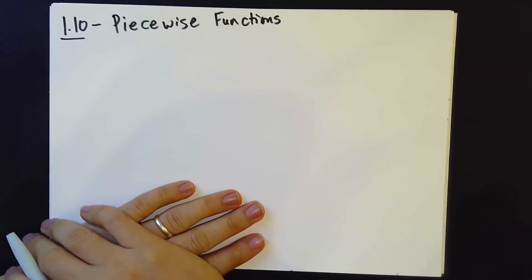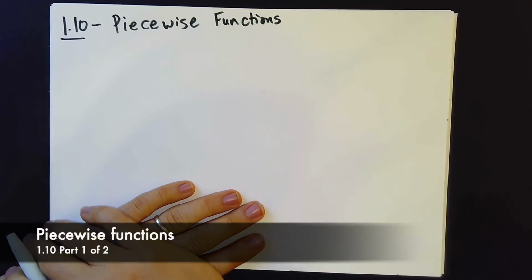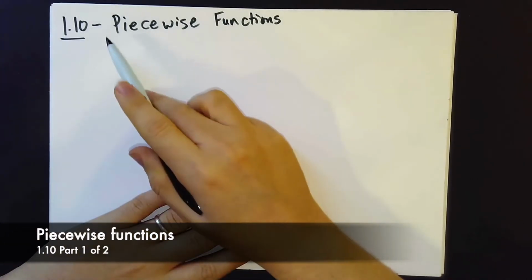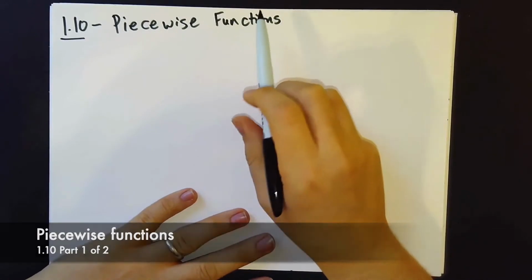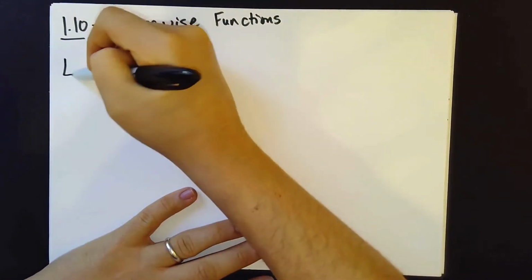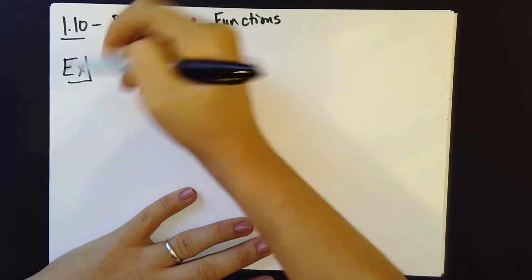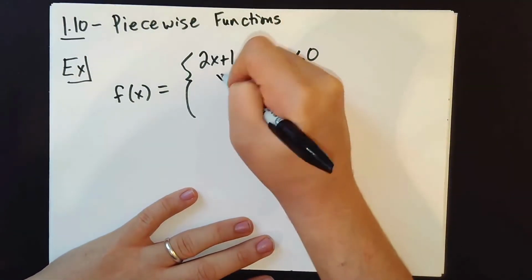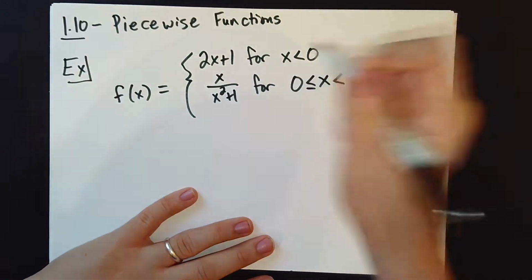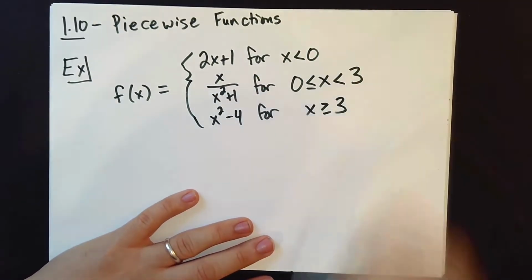Welcome back, class. Today we're going to finish Chapter 1 by talking about this particular way to define functions that we're going to use a lot in the next chapter. Namely, these functions are called piecewise functions, and you'll usually see them written something like this. And you've probably seen something like this before.